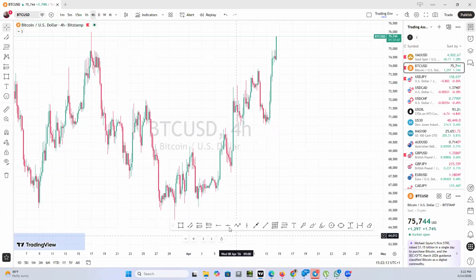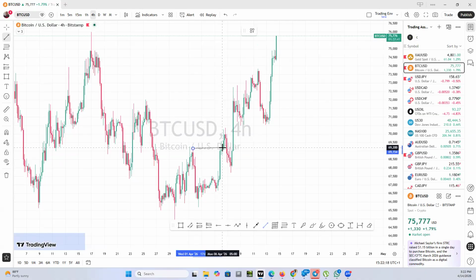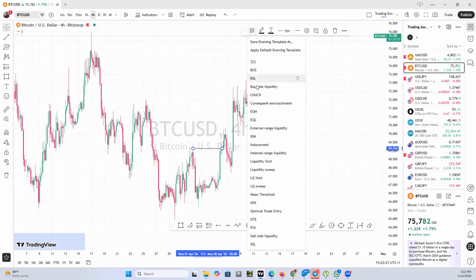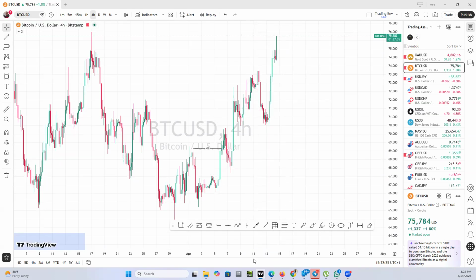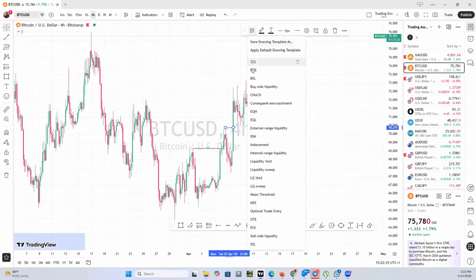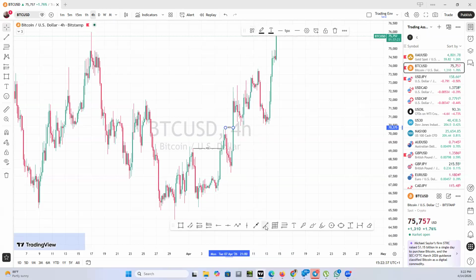Let's start from here. I think from here, let's consider this our market structure shift. And then this is our break of structure. And then are we going to consider this a break of structure to the upside?